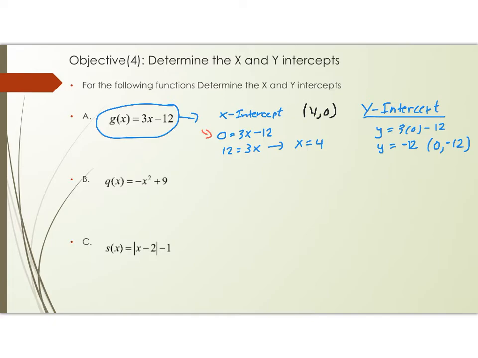3x minus 12. I add 12 to both sides. I get 12 is equal to 3x. Then I divide by 3, and I get x is equal to 4. So there is my x-intercept. And for my y-intercept, we let x equal 0. So I have y is equal to 3 times 0 minus 12. So y is equal to minus 12. And here is our y-intercept.